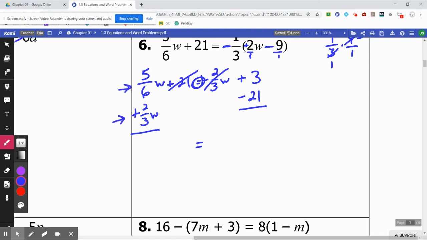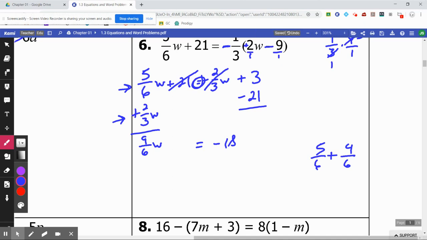plus 2/3. To add two fractions, you have to have common denominators. 5/6 plus 2/3. Okay, we can turn that bottom into a 6 by multiplying top and bottom by 2. 2 over 3 turns into 4 over 6. So therefore, 5/6 plus 4/6 would be 9 over 6. Positive 3 minus 21 is a negative 18.